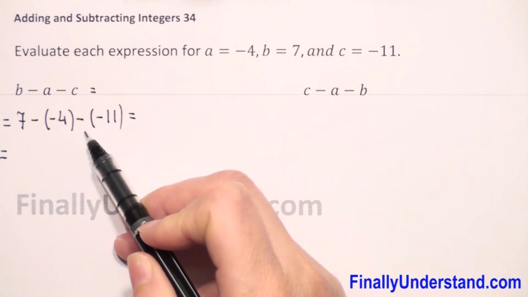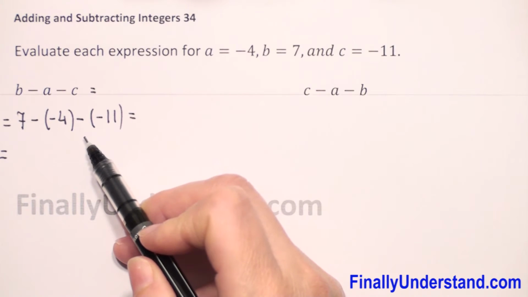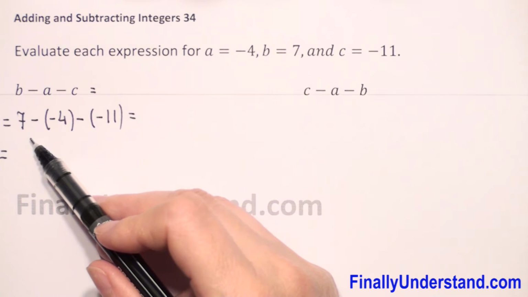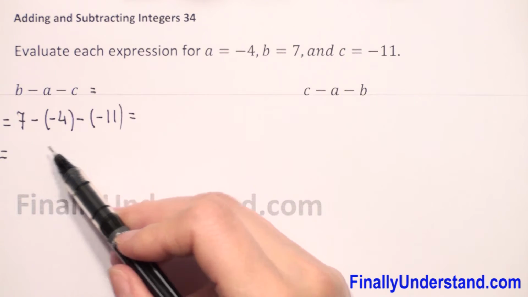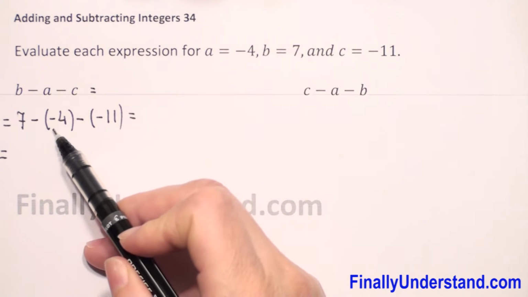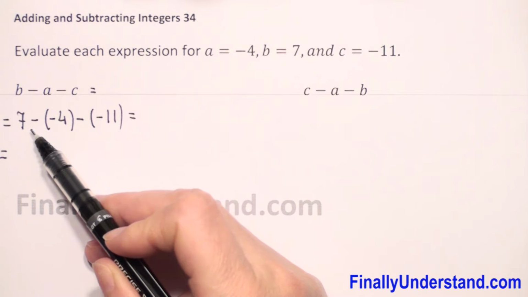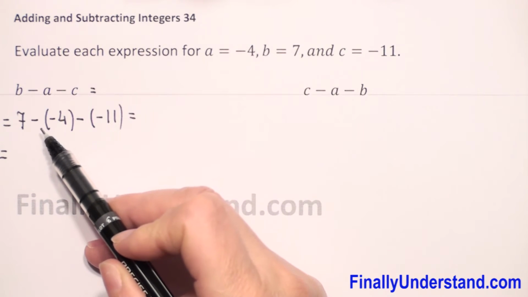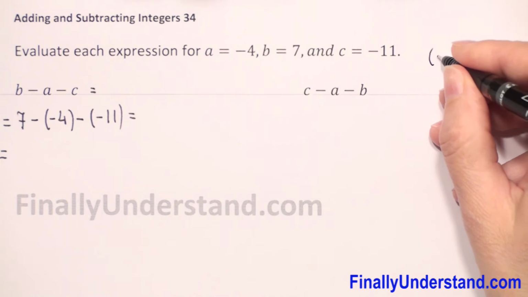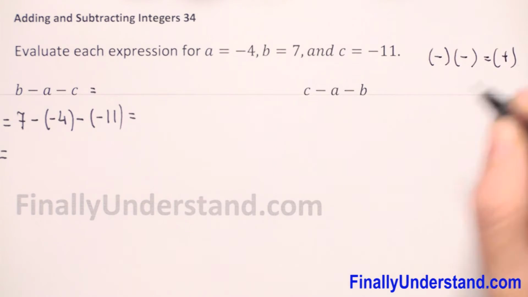So we know that the order of operations applies to integer operations as well as positive number operations. So when we have subtraction, we just start from the left side and go to the right side. We have 7 minus -4. Two negative signs. Always remember, when you have two negative signs, they give you a positive sign. So let me write this. Negative times negative is always a positive sign.